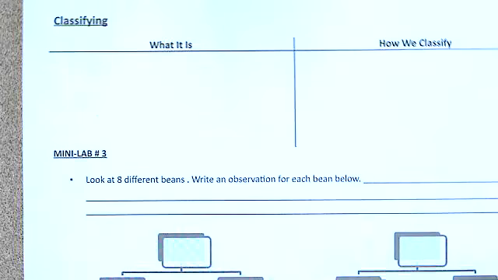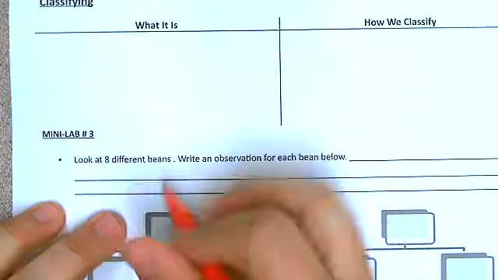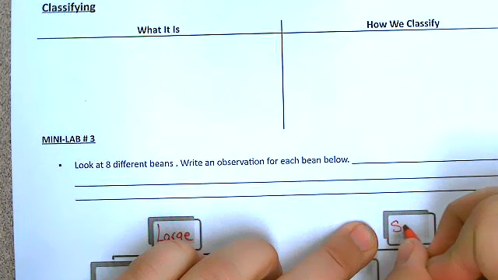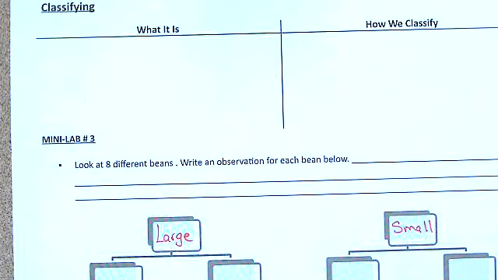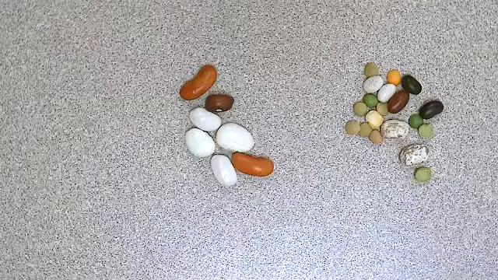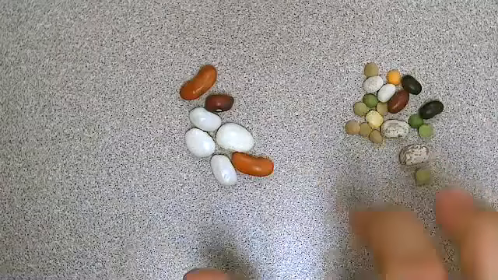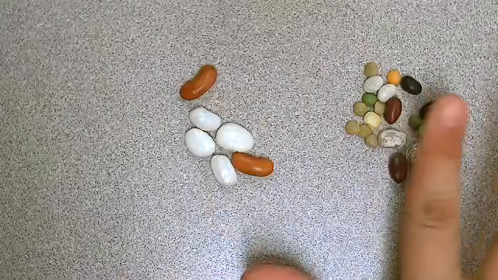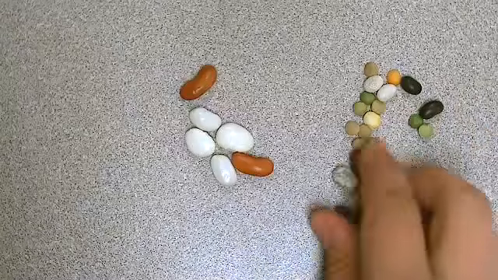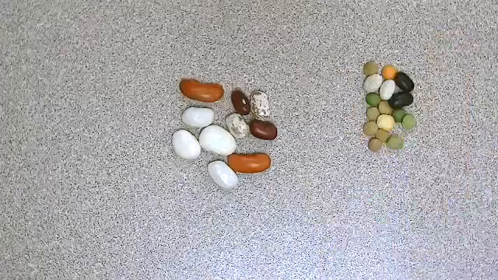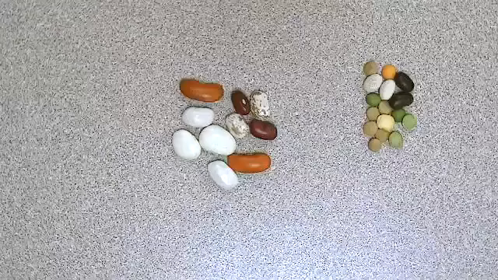So on our paper, we would put large and small. Okay. Then we're going to take each one of those groups and divide them further. So, oops, put this one over here. Or do these go in the large group? So you can kind of decide how it's going to work. It's up to you and your idea of large versus small.